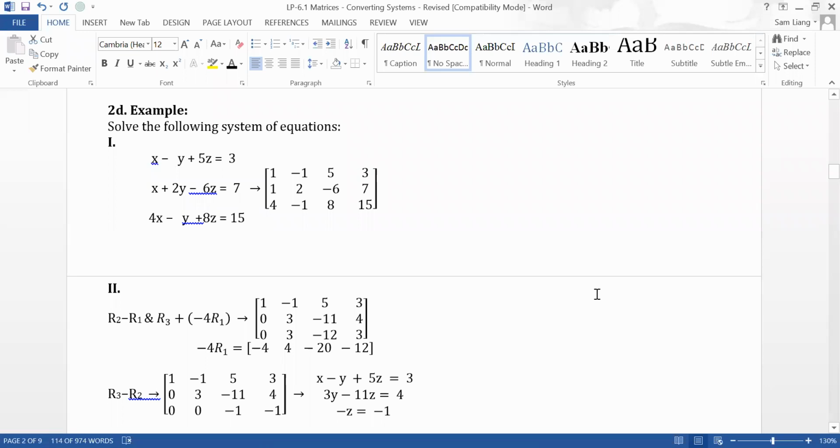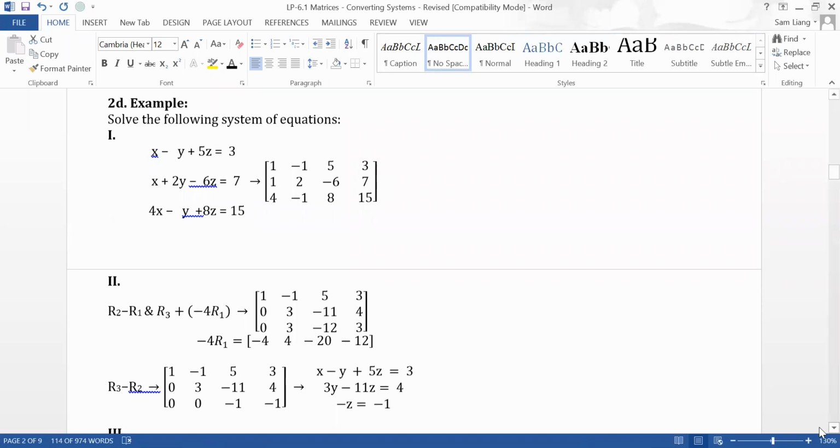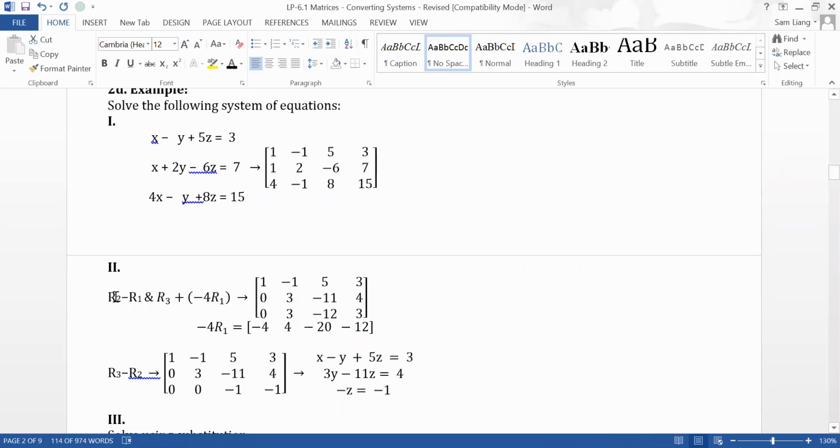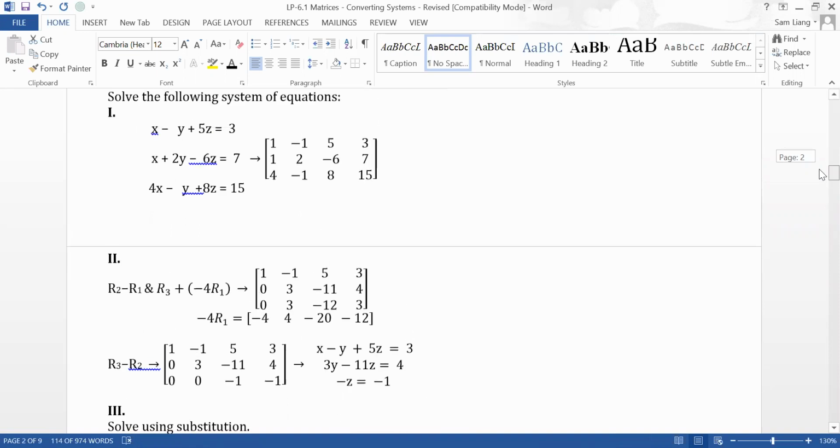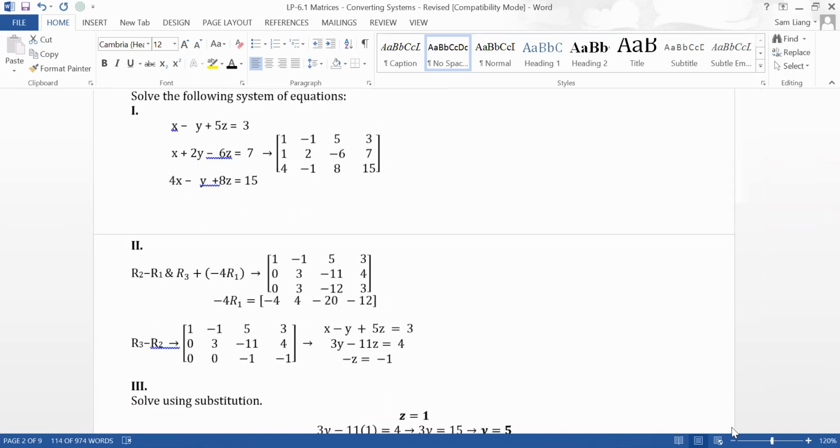All right, so something that's new with matrices is that we need to denote our elementary row operations, right? So let me scroll up to remind you. Here are the 3 elementary row operations, right? So we're referring to rows here, okay? So this is the notation that we're going to use.